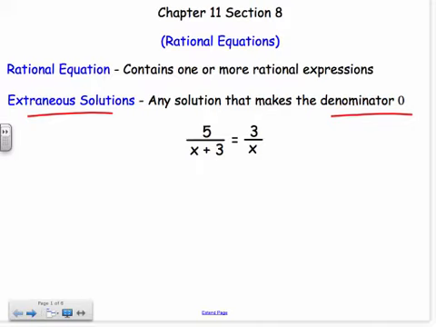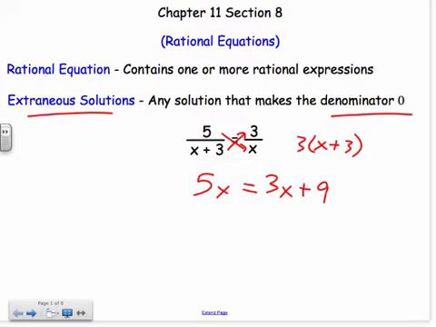So first thing, I have a fraction equal to a fraction here. Most of you know that as a proportion. So in this case, I might want to just take the cross product of these two fractions. I'm going to take 5 times x, which is 5x, equals x plus 3 times 3. Remember, you have to do that 3 times the entire x plus 3, so it's really your distributive property. So you get 3x plus 9, 3 times x and 3 times 3.